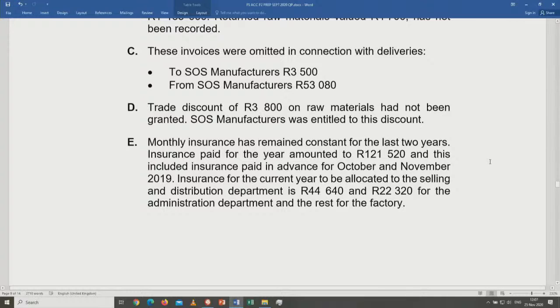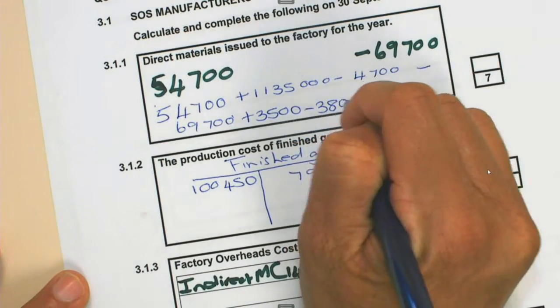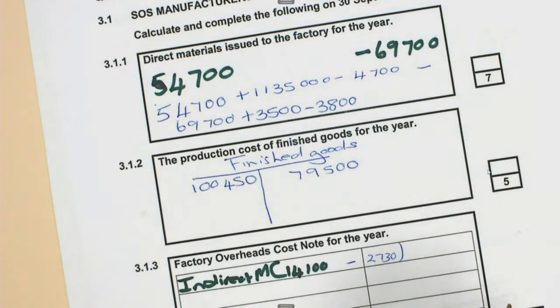Let's go to D. A trade discount of 3,800 on raw material had not been granted. SOS manufacturers was entitled to this discount. A discount means minus, so we were supposed to have subtracted that 3,800 because trade discounts we don't show in our records, right? So what must we do with that 3,800? We must subtract it, and it was for raw materials. So let's do exactly that. So it's minus 3,800. Okay, back to our question.